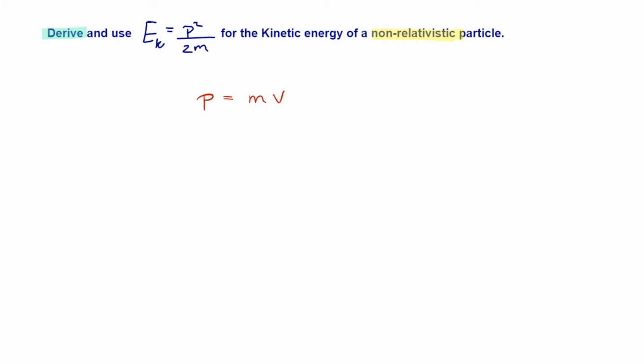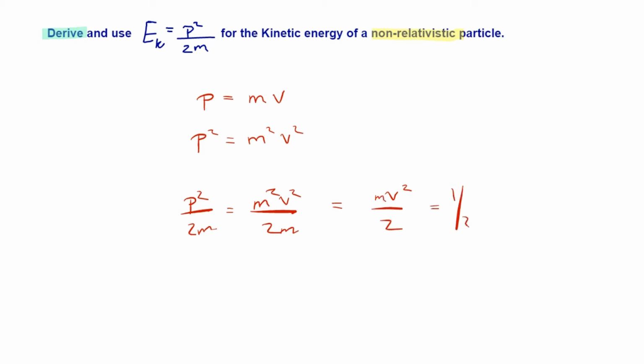So momentum is mv. Square the momentum, and you get that p squared is m squared v squared, and then divide by 2m. So you get p squared over 2m equals m squared v squared over 2m. But then look what happens to the right hand side. One of the m's cancels out, and you get mv squared over 2, which is a half mv squared, of course, which is kinetic energy, which is what EK is. So that is the derivation.